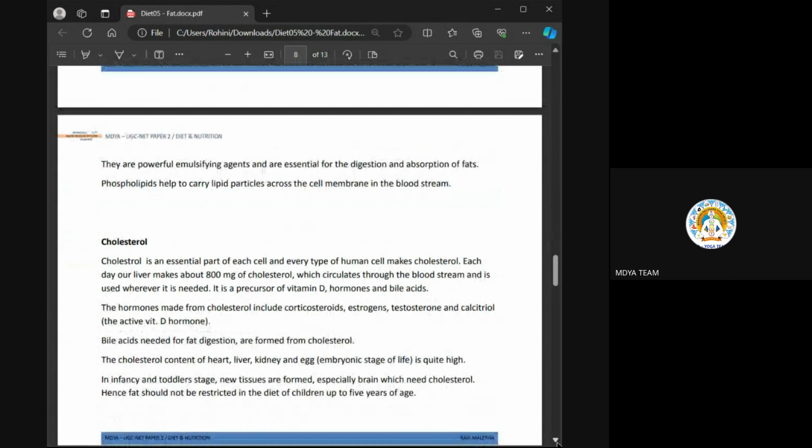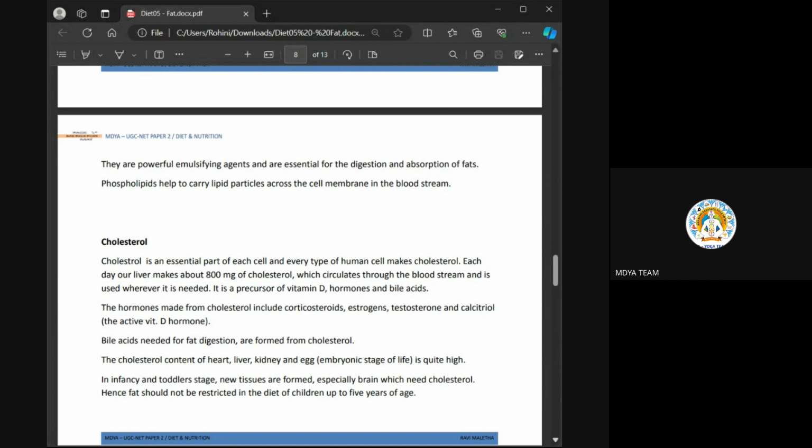Then the next form of fatty acid is cholesterol. So cholesterol is basically a sort of a steroid, we can say, because the compound that has four rings of carbon atoms makes these steroids. So cholesterol is basically an essential part of each cell, and every type of human cell makes cholesterol.